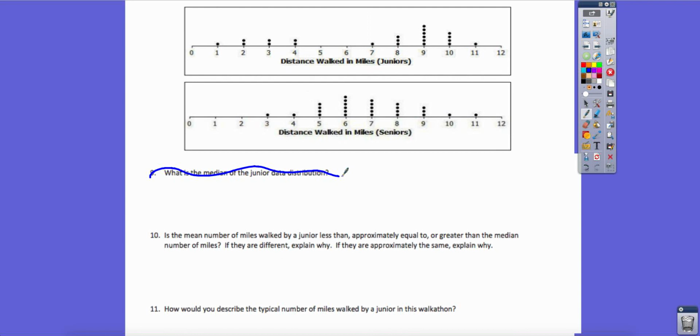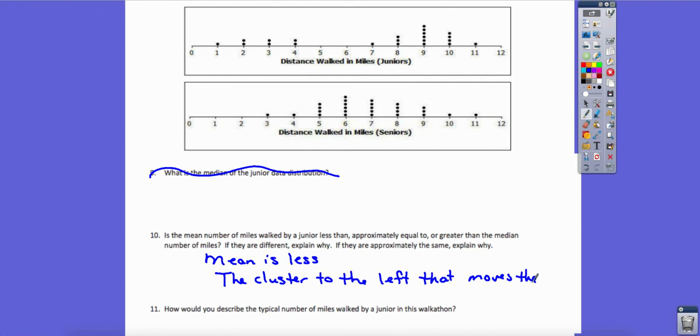Number 10, is the mean number of miles walked by a junior less than, approximately equal to, or greater than the median? Okay, so the mean is less than the median, and it's because there's a cluster to the left that moves the mean that way. Okay, so there's this lower number of cluster right here that shifts the mean to the left.